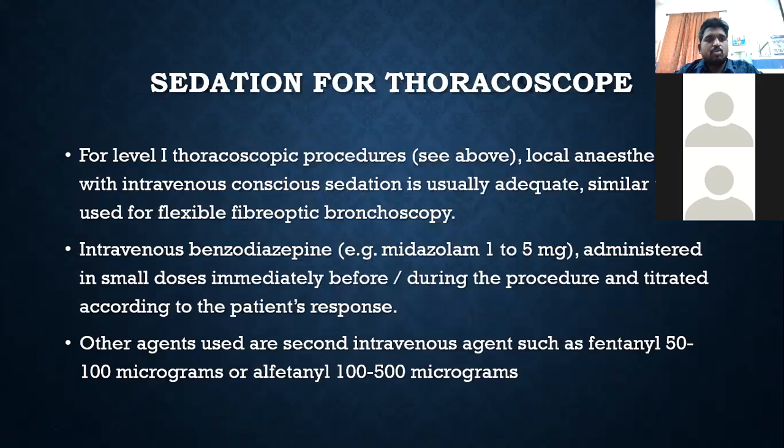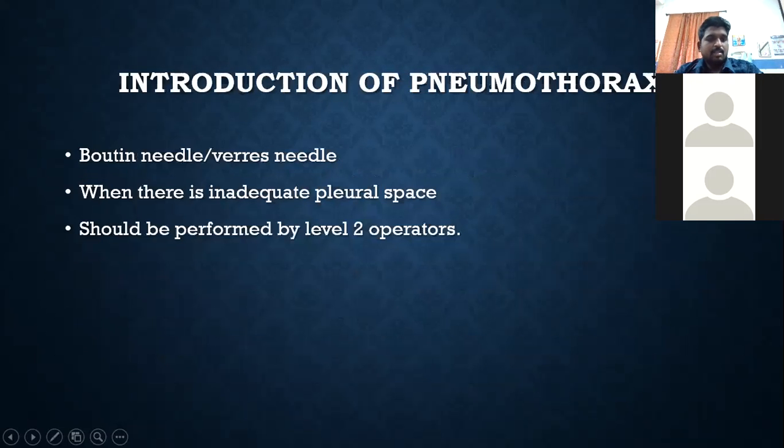For sedation in a level 1 thoracoscopy procedure, local anesthesia or intravenous sedation is adequate. Usually we use midazolam 1 to 5 mg administered in small doses. We start with 2 mg or 3 mg and escalate the dose during the procedure, titrating according to the patient's response. Other agents commonly used are fentanyl and alfentanil. I think midazolam is commonly and safely used. Fentanyl also can be given. Okay, this is the thing that I already told you.